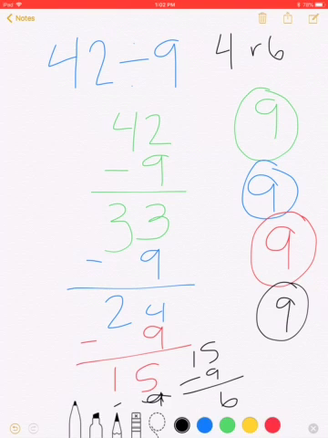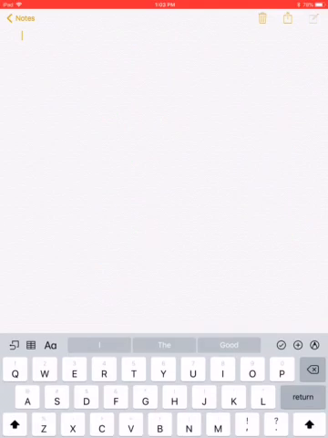Again, like I talked about, we're going to have a much more efficient way to solve division, but I just wanted you to get the idea of what we're doing. In later videos, we're going to take a peek at how to take away more groups at a time instead of just taking away one group of 9 at a time. But I hope that you are ready for class tomorrow.